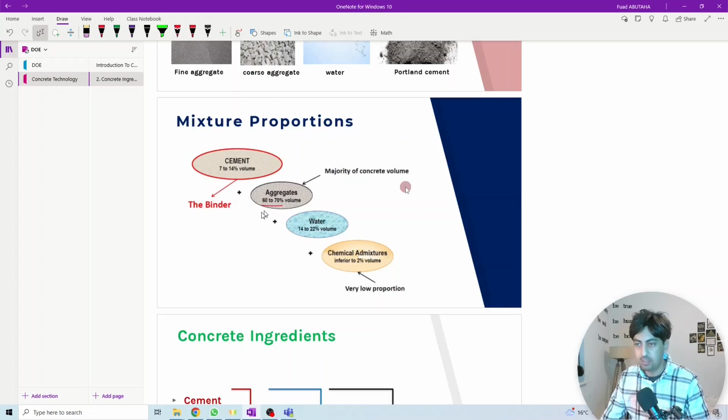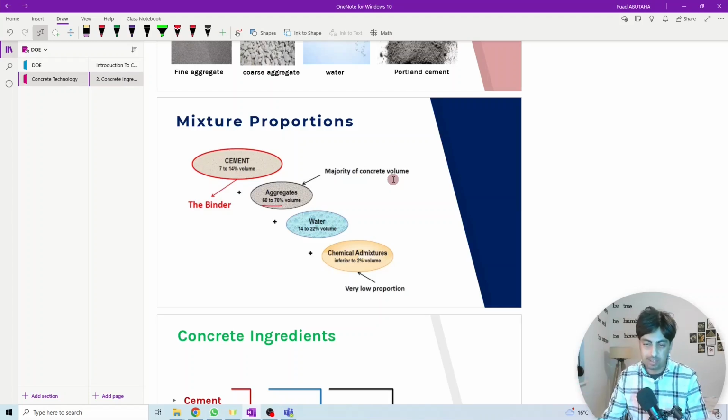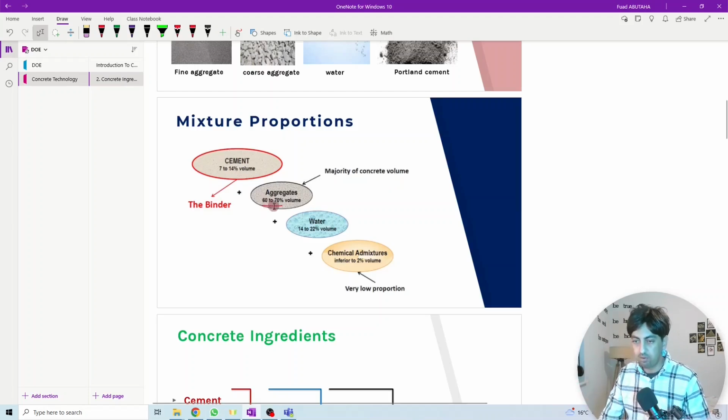And you can see that the majority of the concrete volume comes from the aggregate, with the fine aggregate, sand, or coarse aggregate, the gravel. So the percentage of the aggregate ranges between 60 to 70%. Then we go with the water. The water volume ranges between 14 to 22%.